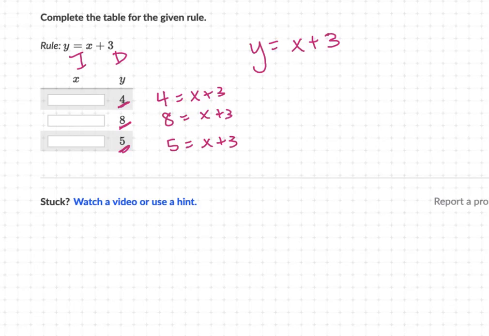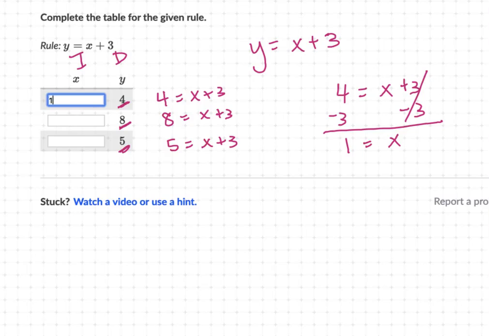Okay? So we're looking for an x value that's added to 3 and will equal 4. You could kind of guess the answer, or you could use your one-step equation to solve that. 4 equals x plus 3. This is a plus 3, so we're going to subtract 3 on both sides to keep that scale even. I get x left over on the right-hand side, and 4 minus 3 is 1, so x equals 1 here.